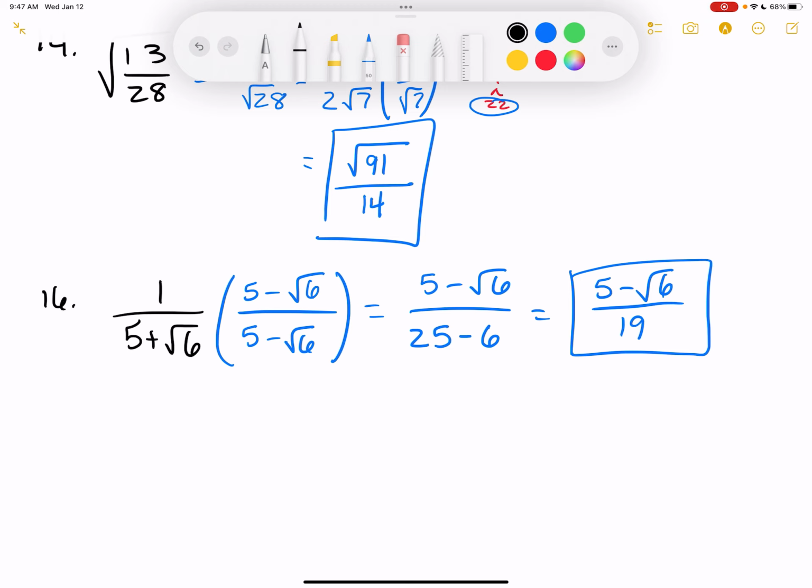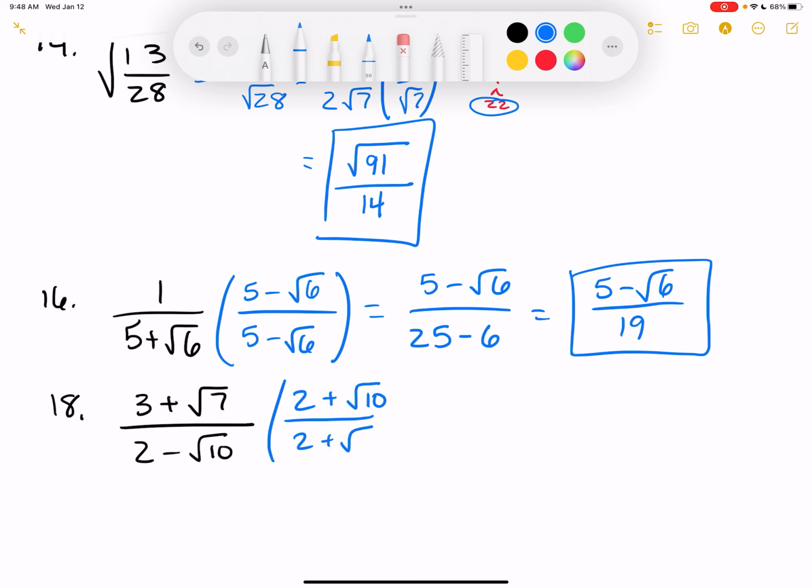All right, get one that's a little bit harder. 18. 3 plus the square root of 7 over 2 minus the square root of 10. So this one has a minus sign in the bottom, so when I multiply it, I'm going to be multiplying it by 2 plus the square root of 10. Okay, the top isn't relevant for anything other than it's just sitting there looking pretty.